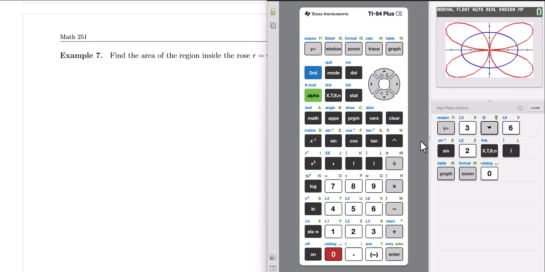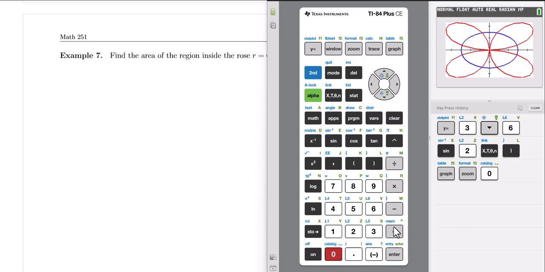Perfect. Now for this one here, since we're only being asked to find out the area of a region inside one of the roses, we don't need to use all of them. So I guess I would focus only on the one in the first quadrant. All right, so we know that 4 roses are being traced as theta goes from 0 to 2 pi.